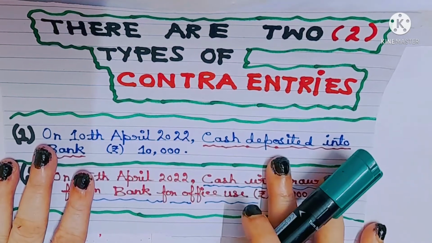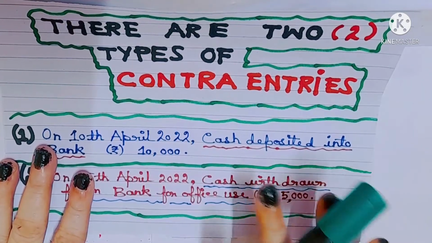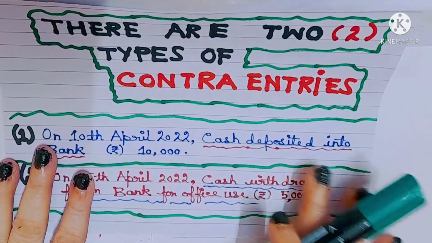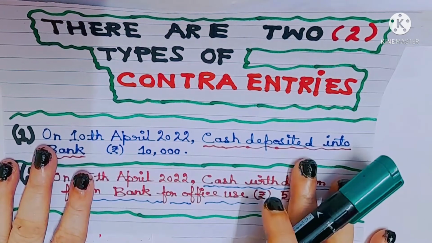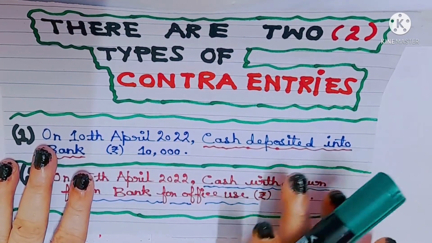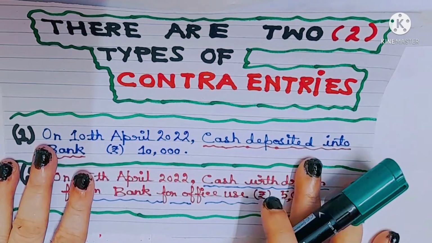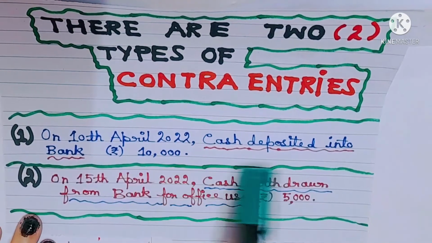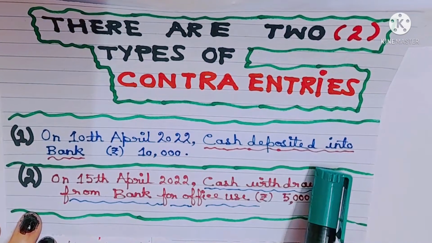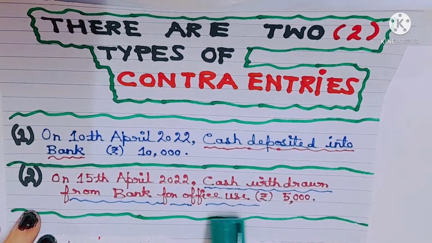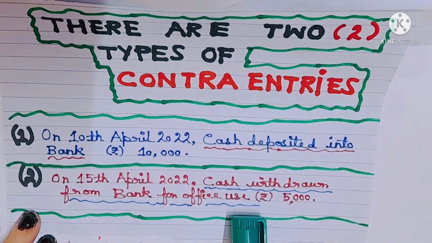যদি ডেবিটে ক্যাশ অ্যাকাউন্ট থাকে তাহলে ক্রেডিটে ব্যাংক অ্যাকাউন্ট থাকতে হবে, or যদি ডেবিটে ব্যাংক অ্যাকাউন্ট থাকে তাহলে ক্রেডিটে ক্যাশ অ্যাকাউন্ট থাকতে হবে. যদি ডেবিটে ক্যাশ অ্যাকাউন্ট থাকে ক্রেডিটে ক্যাপিটাল অ্যাকাউন্ট থাকে সেটা কন্ট্রা না. দুটো সাইডে ক্যাশ অ্যাকাউন্ট আর ব্যাংক অ্যাকাউন্ট থাকতে হবে. সো দিস আর অনলি টু কন্ট্রা এন্ট্রিজ: ক্যাশ ডিপোজিটেড ইনটু ব্যাংক অ্যান্ড ক্যাশ উইথড্রন ফ্রম ব্যাংক ফর অফিস ইউজ. পার্সোনাল ইউজ কিন্তু হবে না.